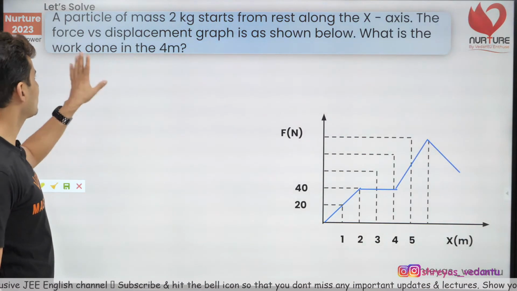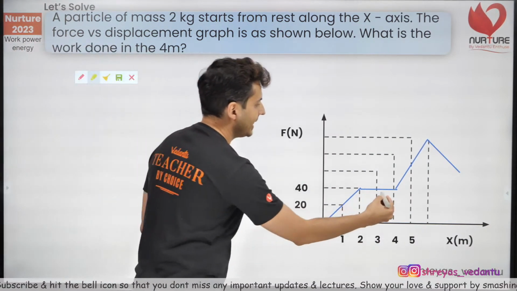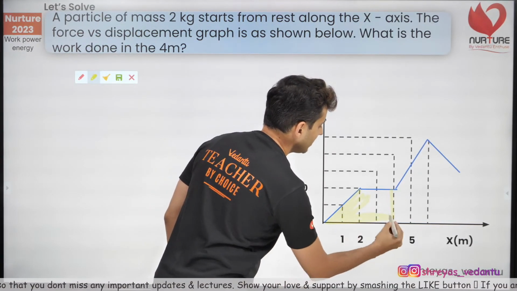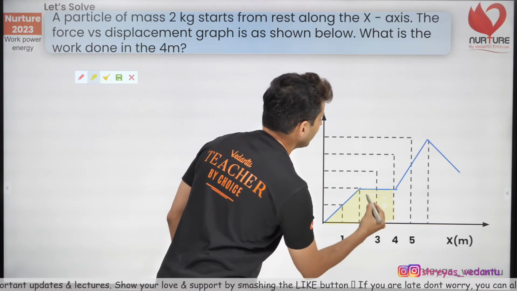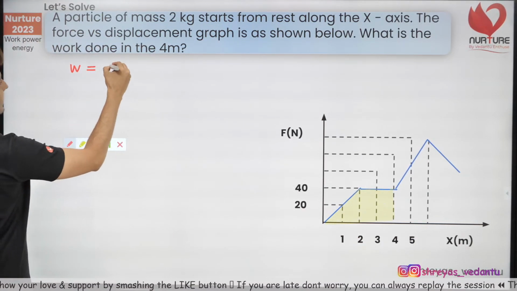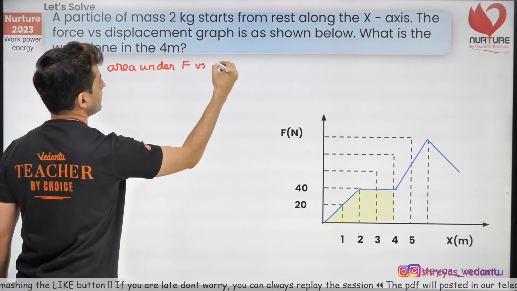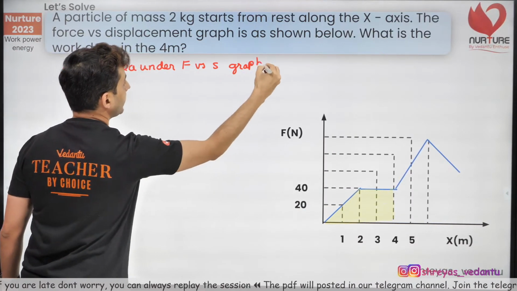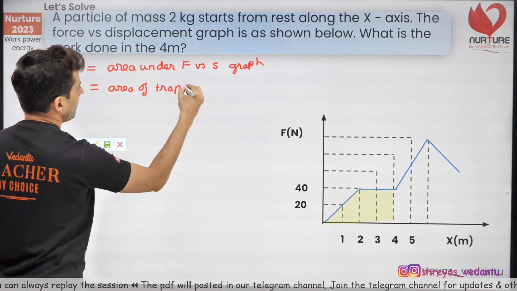The question asks us to find the work done in the first 4 meters. That means you need to find only this area. I hope you see what this is. Nothing but a trapezium. So just find the area of the trapezium. Come on, we all know the area of a trapezium. The work done is nothing but the area under the force versus displacement graph, which is nothing but the area of the trapezium.